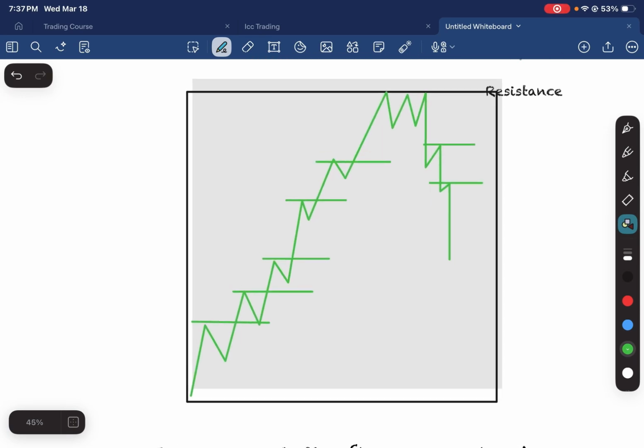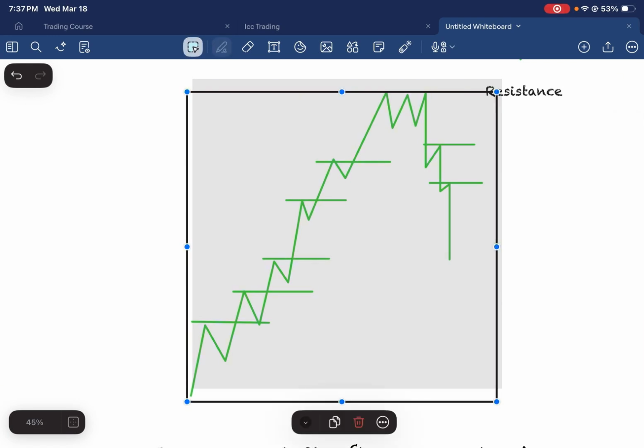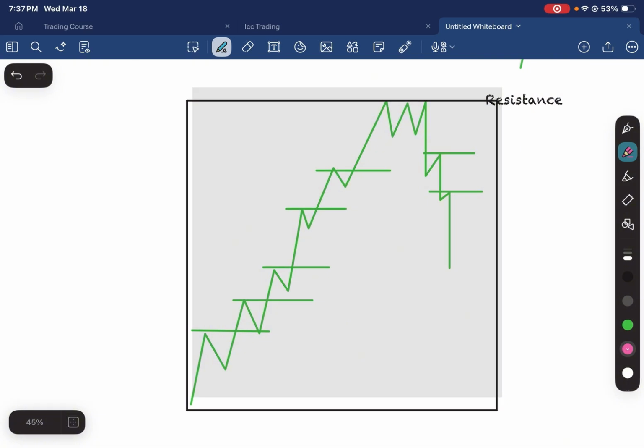So resistance is always at the top and support is always at the bottom. However, when a resistance is broken, it becomes a support. So when a resistance line is broken, it becomes a new support. It was a resistance right here. When it broke, it is now a what? It now becomes a support.